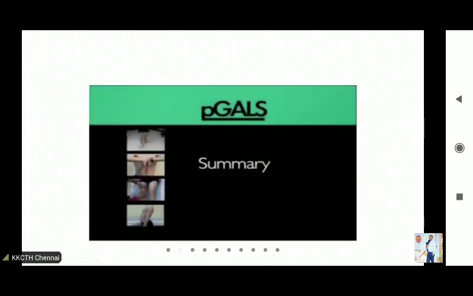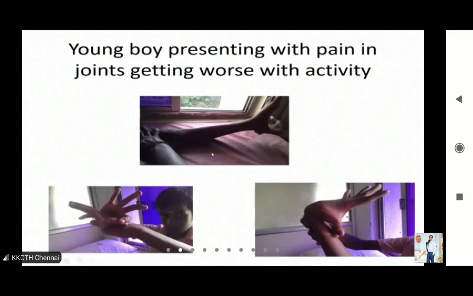So just going on to the next clinical situation. I told you about hypermobility already. This is a young boy who's presenting with pain in all the joints, and the typical history that you would get here in a child who's got non-inflammatory pain is this pain gets worse with activity, whereas in arthritic pain, the pain is worse in the mornings and it gets better with activity.